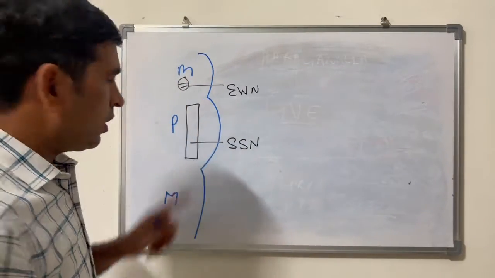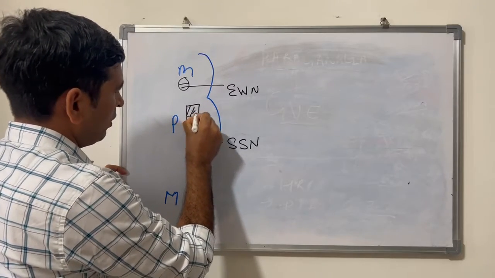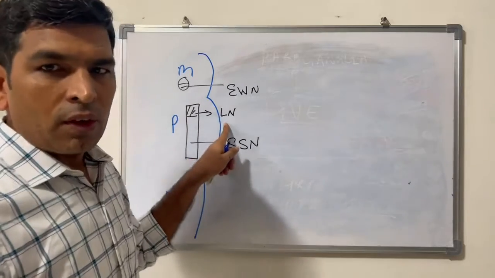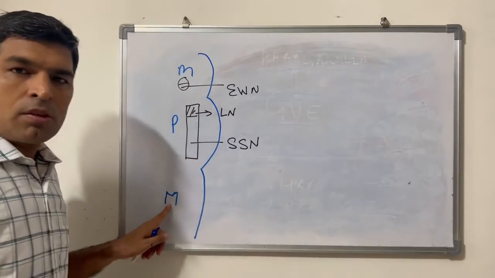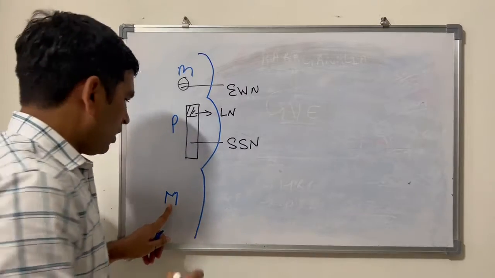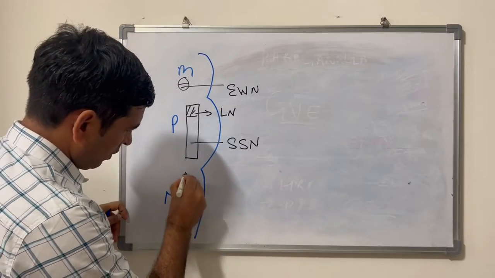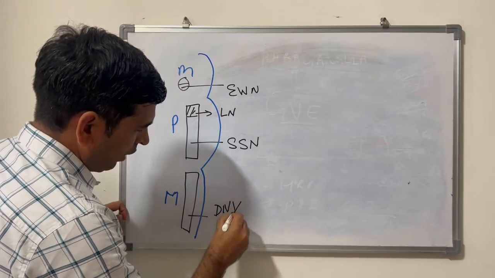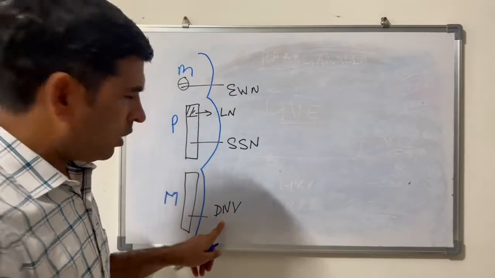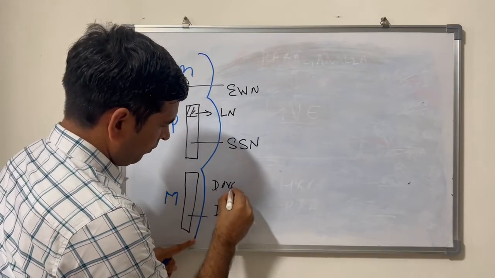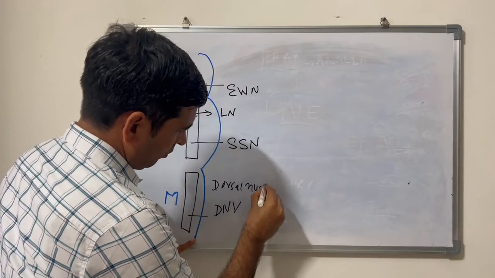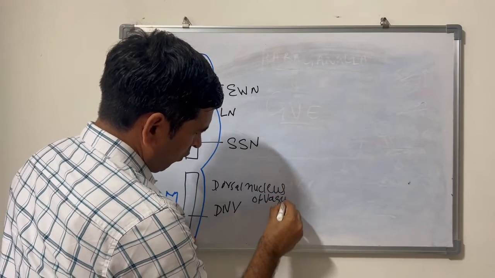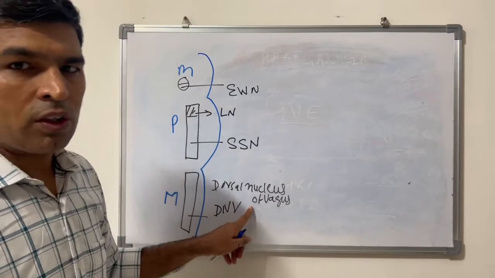The upper part of this nucleus is the lacrimal nucleus. In the medulla part, there is one nucleus, that is the dorsal nucleus of vagus. This is the dorsal nucleus of vagus.